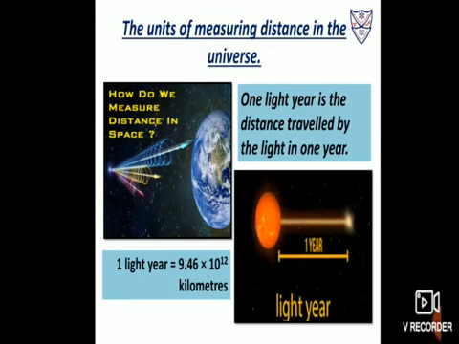So, 1 light year is the distance traveled by light in 1 year, which is equal to 9.46 multiplied by 10 to the power 12 kilometers. We know the speed of light is 3 lakh kilometers per second. So, 1 light year is equal to 3 lakh multiplied by 365 days, multiplied by 24 hours, 60 minutes and 60 seconds. So in short, 1 light year is equal to 9.46 multiplied by 10 to the power 12 kilometers.